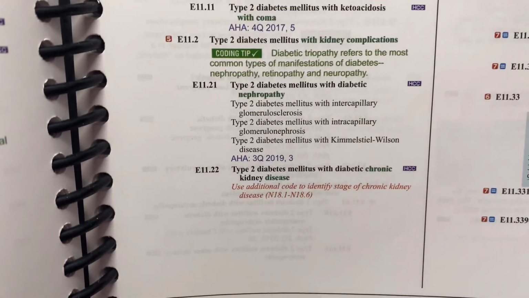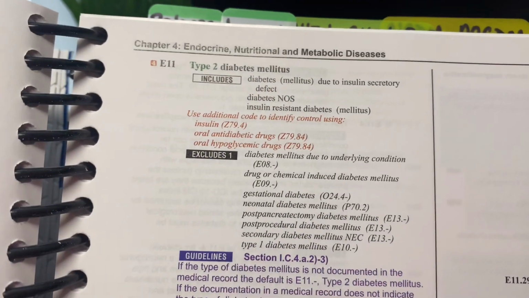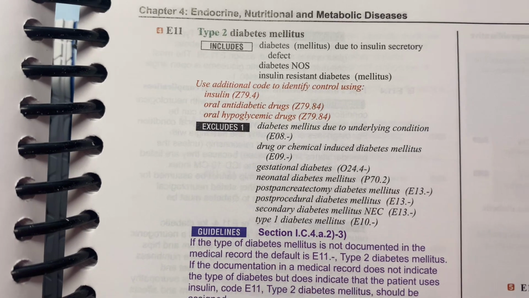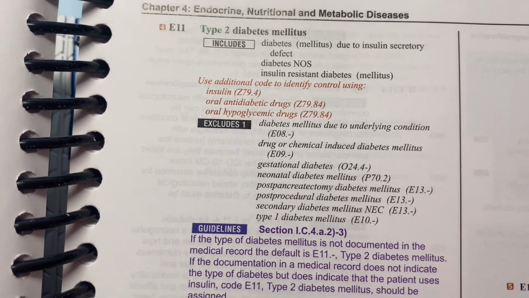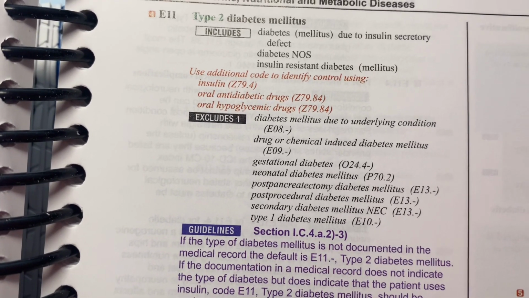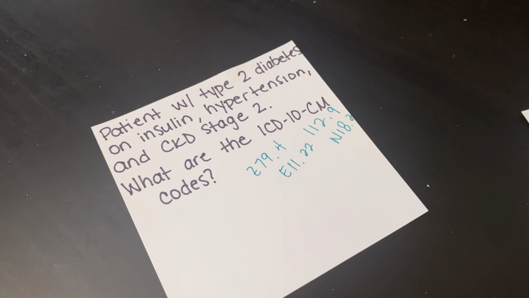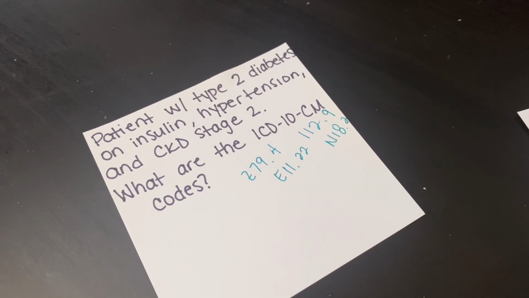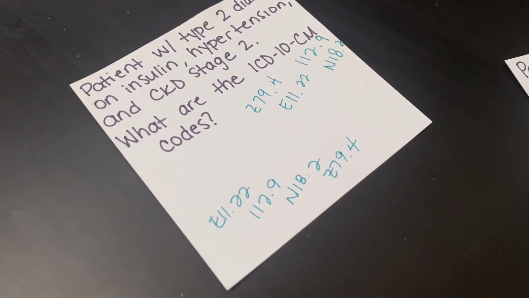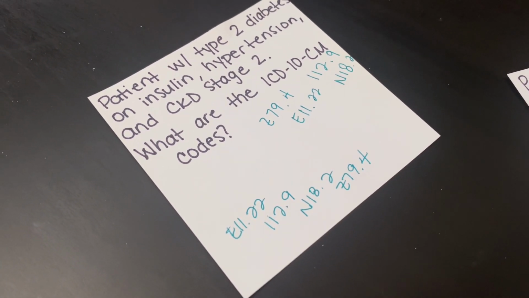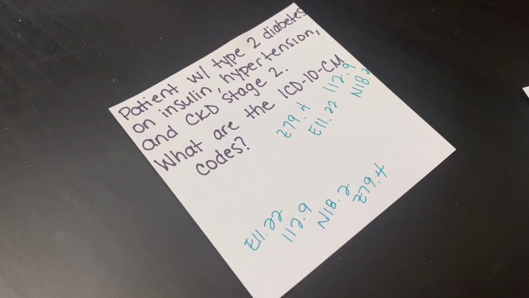There also is a note, if you go to the top of E11, always go to the very beginning of where that code starts just to see if you need to add any additional codes. And it does say use additional code to identify the control. And we're going to use the Z79.4. So how we are going to link these is just like this. And you could have either one of these as your first code. It does not matter.